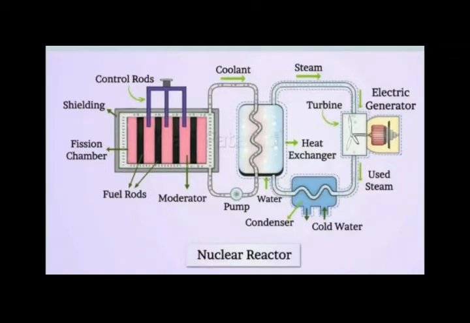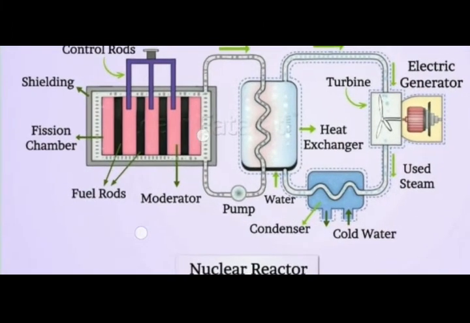Nuclear reactor. A nuclear reactor is a device which converts nuclear energy into electrical energy or mechanical energy. Different parts of a nuclear reactor. The first one is fuel rods. Fuel rods are aluminum cylinders which are filled with fissionable materials like thorium and uranium. These are inserted in carbon blocks.